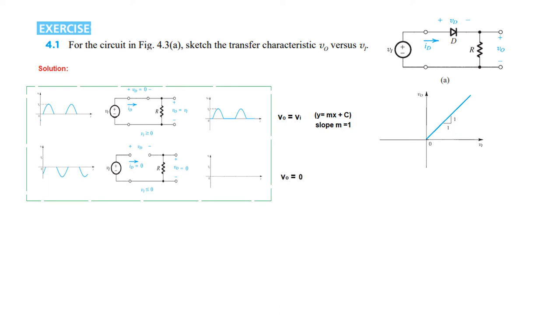And we know that when the input is negative, the output is zero. Now this was the positive side, so when we are in the negative side, the output will be zero. So we plot it like this, that in the negative side the output is zero, and the net plot will be the summation of the two. So this is the transfer characteristics of the diode.